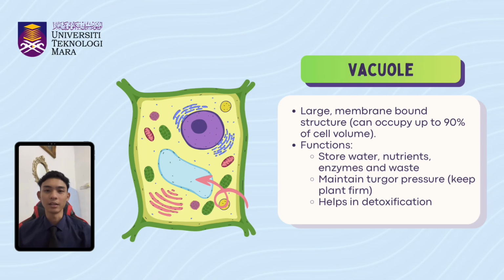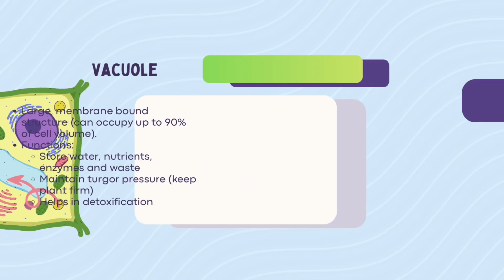Now to the last slide, the vacuole. The central vacuole is a large membrane-bound structure that can take up to 90% of a mature plant cell's volume. Its functions: it stores water, nutrients, enzymes, and waste. It maintains turgor pressure, helping the plant stay firm, and assists in detoxification. It plays a role in cell growth by expanding the cell size.